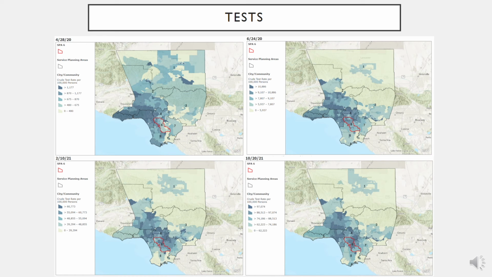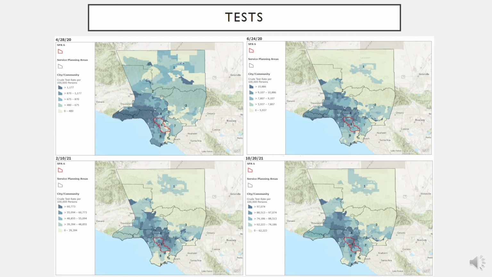As we look at test rates, a reminder that data is not available for the cities of Long Beach and Pasadena. If we look at April 2020, we could see a clear pattern early on as SPA 5 and SPA 8 have extremely high test rates compared to the rest of the county. Meanwhile, SPA 6 has extremely low rates.